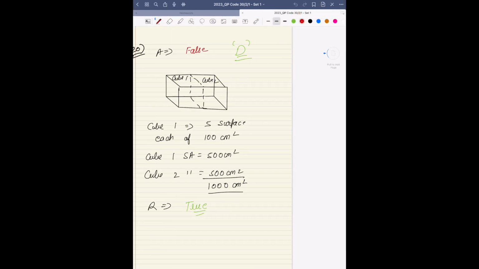Okay, let's start with section B. So section B consists of 5 questions of 2 marks each, and this time they were pretty easy, apart from one question where we need to prove something. So let's start with the first one. This is section B. Question number 21. Okay, so let's read the question first.